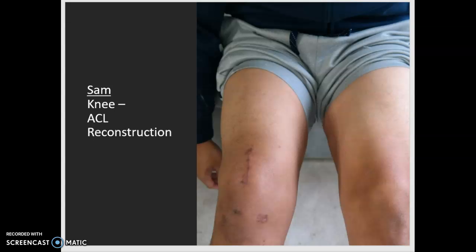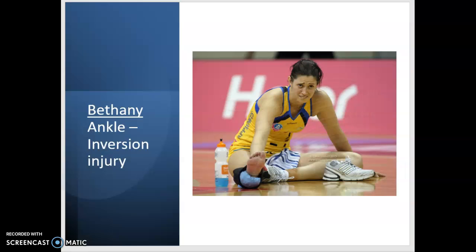So Sam has just had a reconstruction of his anterior cruciate ligament on the right side. So think about the length of time that it's going to take for an ACL reconstruction to return to football, for example. It's going to be much longer than you think for him to safely return. Bethany, she's inverted her ankle, so we're going to have to think about how we do her preparation. Again, early, mid and late stage rehabilitation.